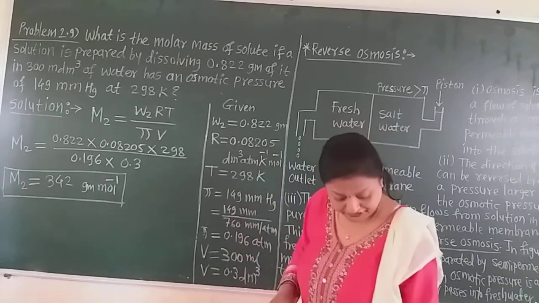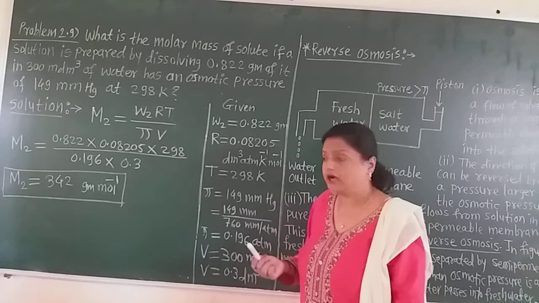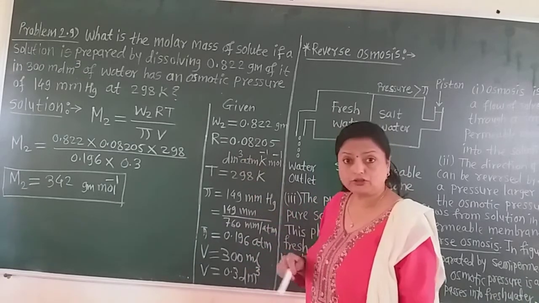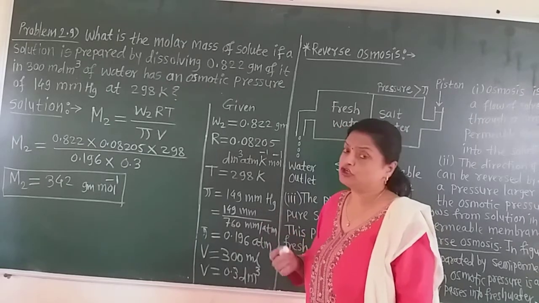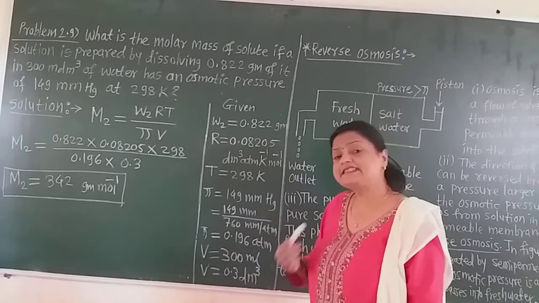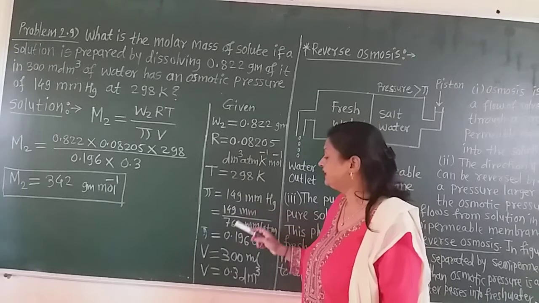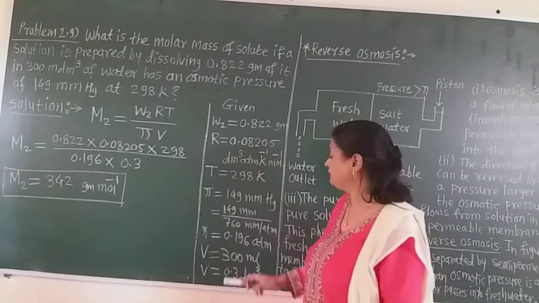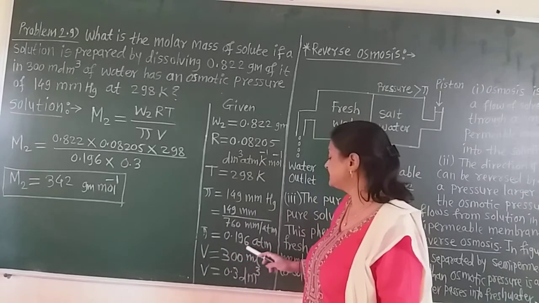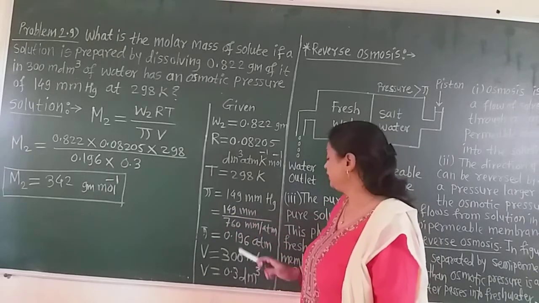Pi, that is the osmotic pressure, is given in mm of Hg. But as the gas constant's unit has atm, we convert the millimeter into atmosphere. So we know that 760 mm is equal to 1 atmosphere. On dividing 149 by 760, the value of pi, that is the osmotic pressure, is 0.196 atm. Now we have converted this osmotic pressure from mm into atm. Now this is 0.196 atm.